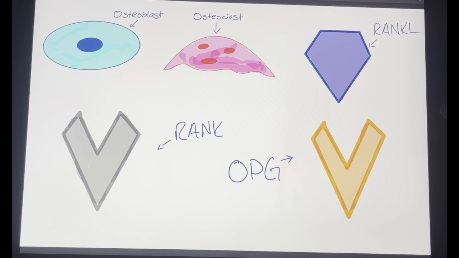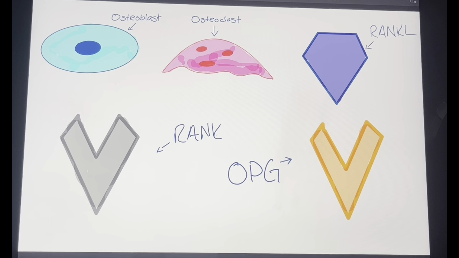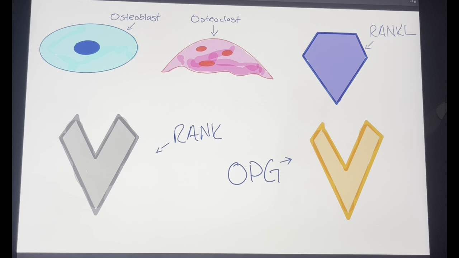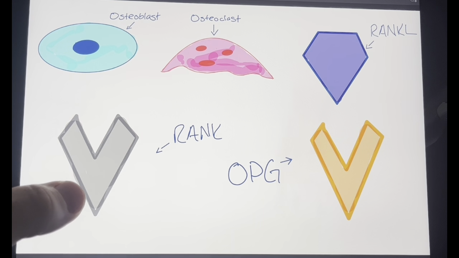You have RANK in the bottom left that are on the outside of osteoclasts. Those are receptors of RANK ligand, which is represented at the top right. And in the bottom, it's monitored by OPG, and OPG regulates the process of bone remodeling in order to make sure everything stays in gear and the ratios between osteoclasts and osteoblasts aren't off. When they are, it could lead to too much bone resorption, resulting in osteoporosis, which we'll get to at the back end of this slide.